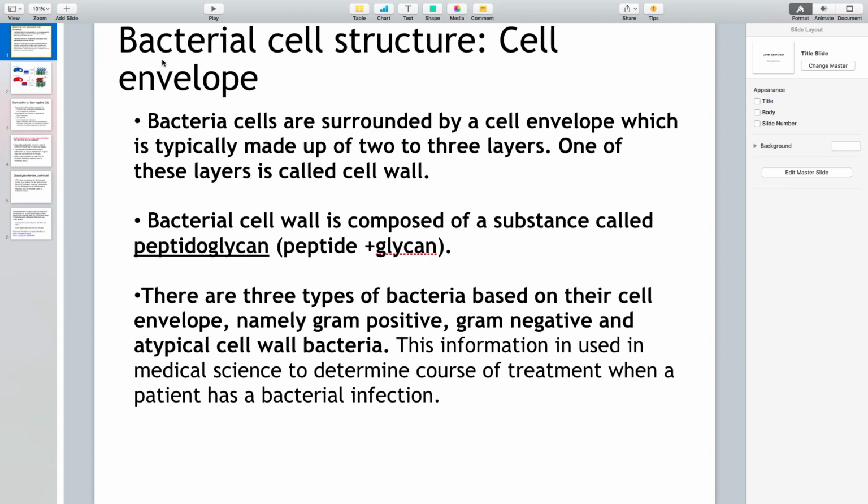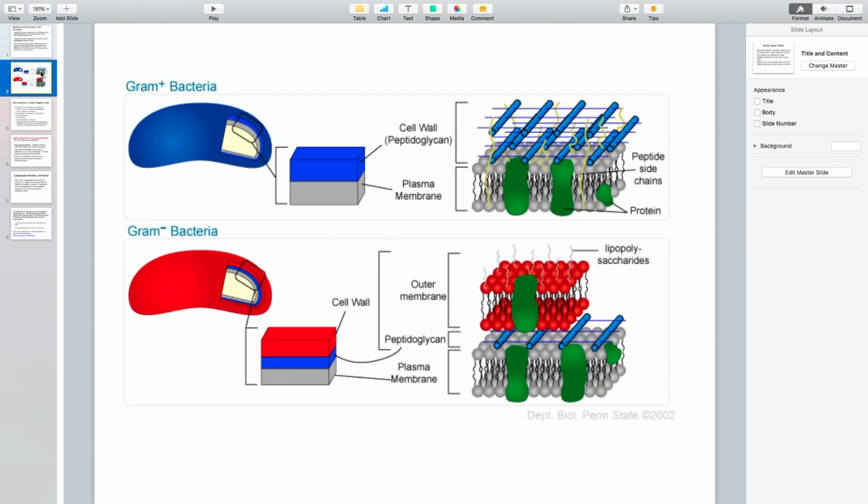This information is used in medical science to determine the course of treatment when we know what type of bacterial infection a patient has. Is it gram-positive, is it gram-negative, or it's the third one? What is the basis of this difference in cell wall structure?